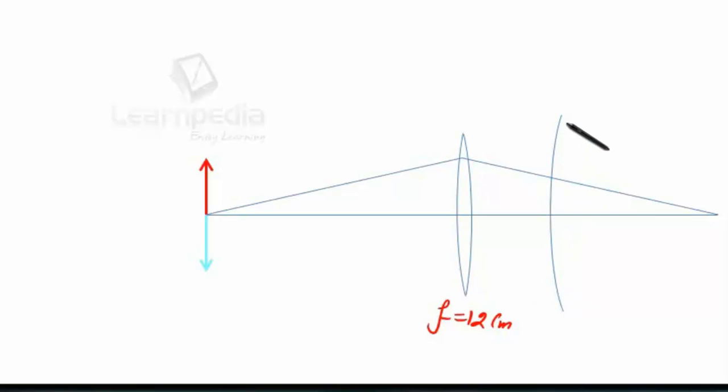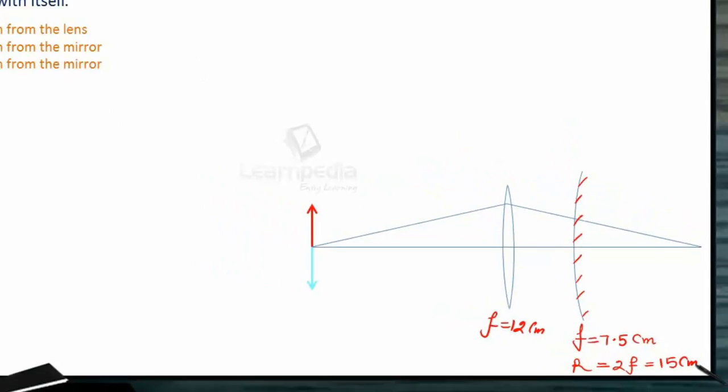Here it is, our diverging mirror whose polished surface is on this side. So for this diverging mirror, 7.5 centimeter is the focal length. That means its radius of curvature is what? 15 centimeter, double of the focal length. So radius of curvature is going to be 15 centimeter.